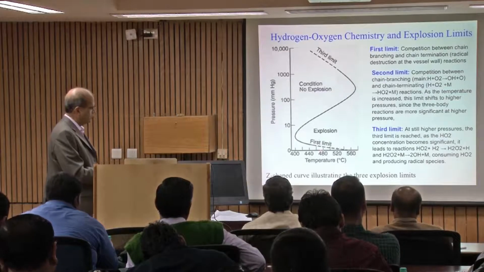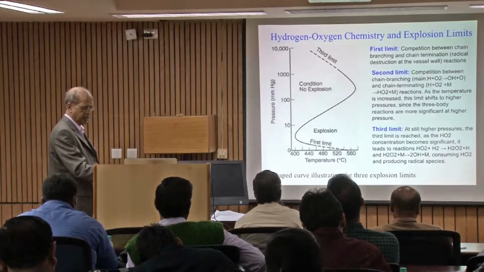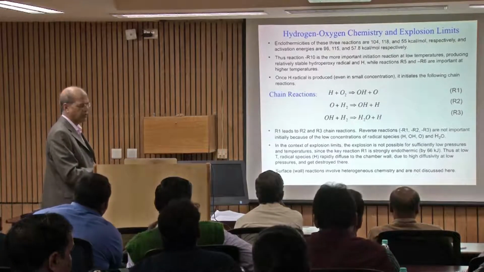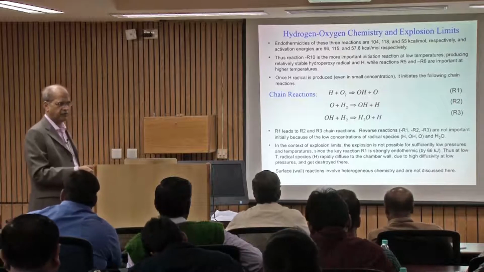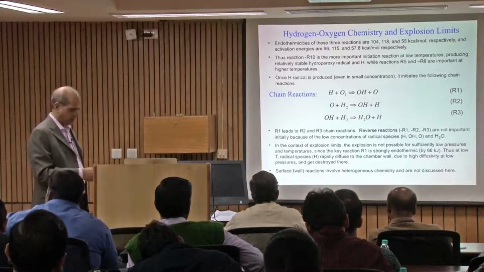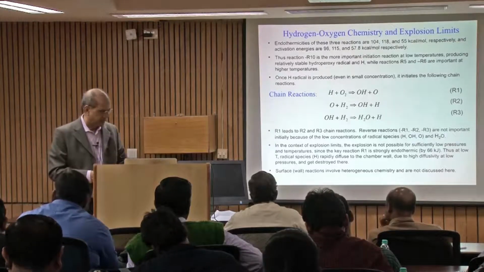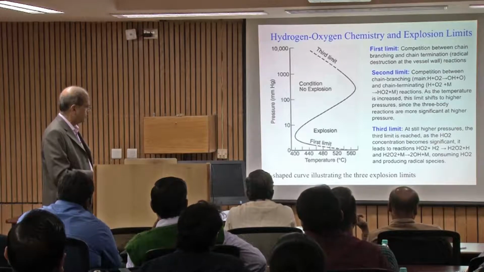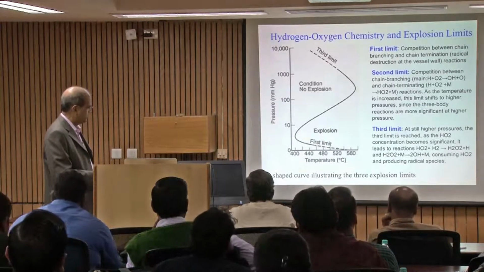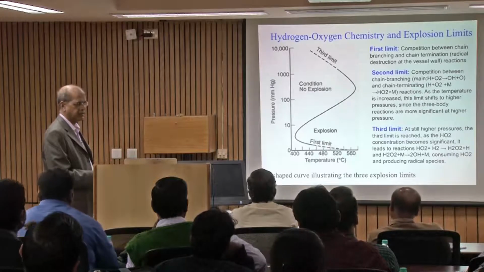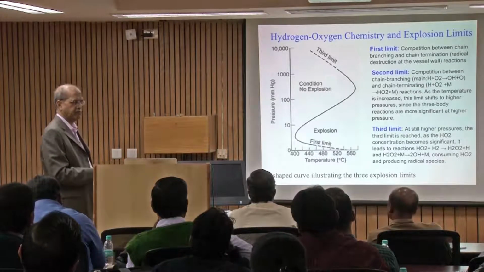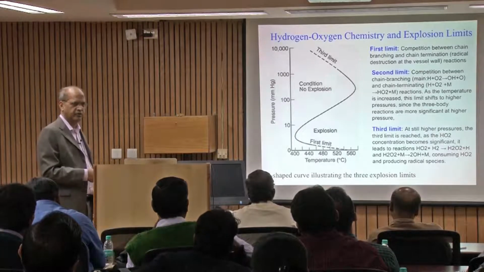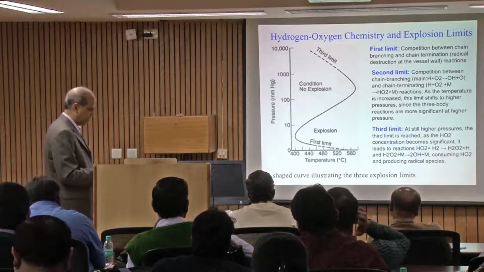As you increase the pressure, reaction R1, chain branching, becomes more important, more dominant compared to chain termination. Then you cross the first limit and the system becomes more reactive. You can cross this limit by increasing the pressure or increasing the temperature, because at higher temperature, reaction R1, which is very temperature sensitive, becomes more important. The rate of that reaction increases.